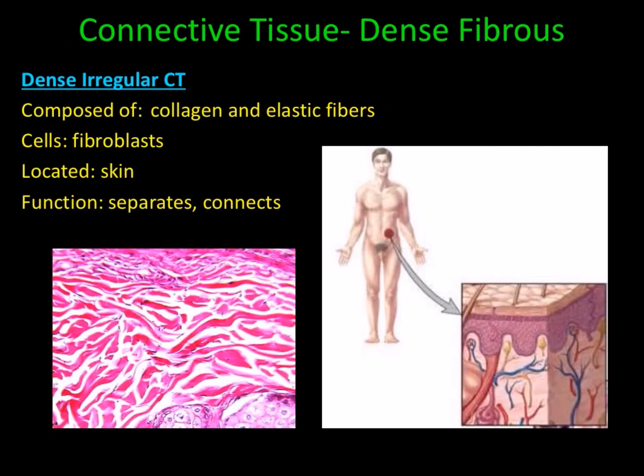A dense fibrous connective tissue is categorized as dense irregular connective tissue if the fibers run in different directions. In other words, if the fibers do not run parallel to one another. Again, dense irregular connective tissue consists of collagen and elastic fibers and can be found as part of the skin.